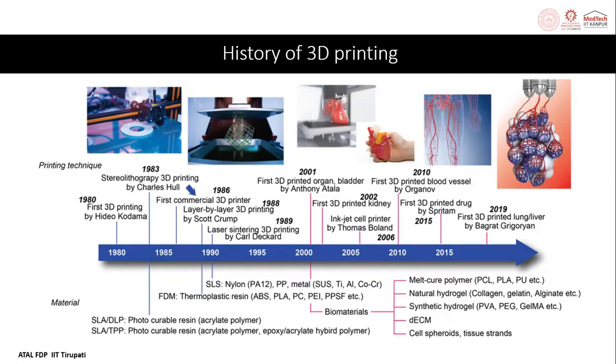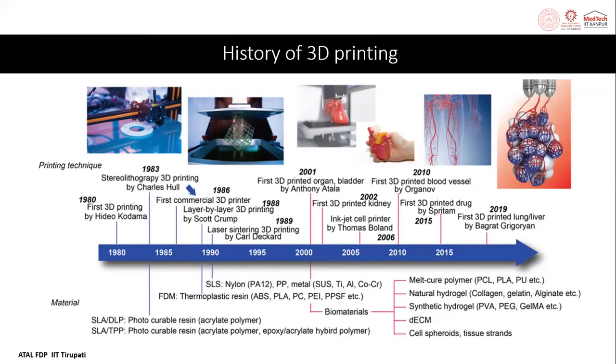Then by 2010, we had printed blood vessels. And in 2015, we had the first 3D printed drugs. And by 2019, we had the first 3D printed lung and liver. So these are all the applications.